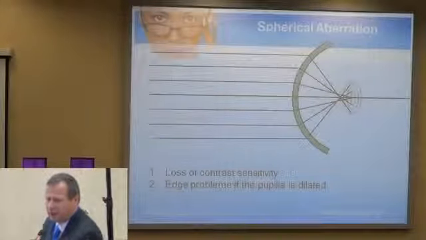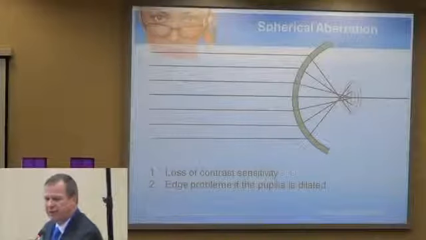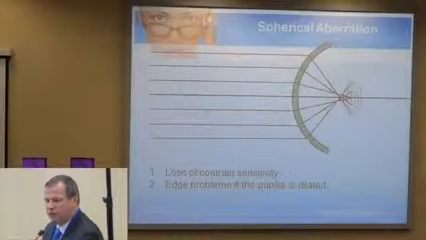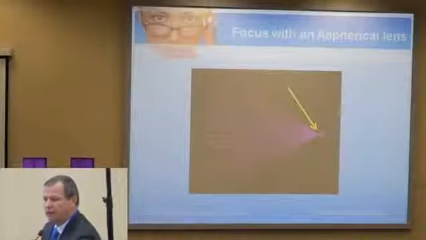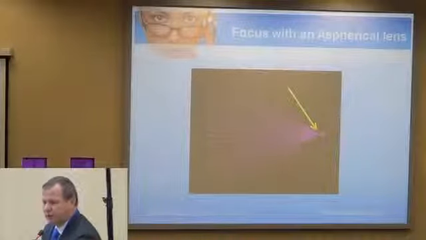So when you have a spherical aberration, you have loss of contrast sensitivity, and you have edge problems in the pupil if it's dilated. That's typically an aspherical lens, and you see the very sharp focus you have.